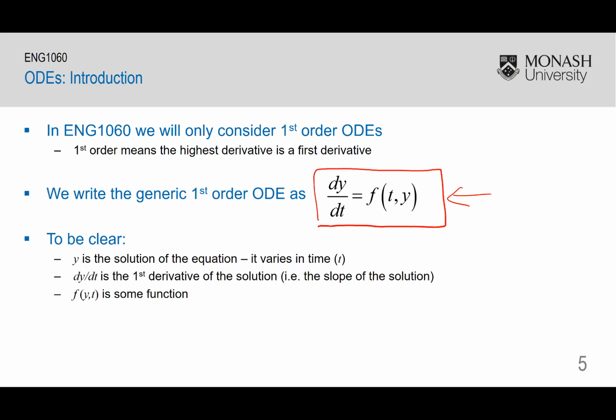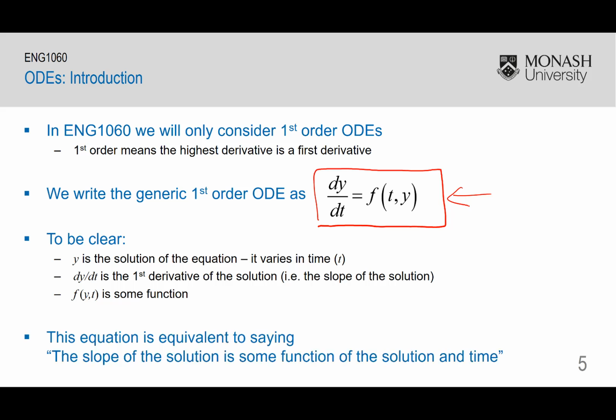And f of y and t is just some function. We saw previously it was equal to g minus cd/m times v squared for our bungee jumper equation. And it will be different, of course, for different equations. This equation is equivalent to saying the slope of the solution is some function of the solution and time. So you can see that the solution appears on both sides of this equation. On the left-hand side, it occurs in a derivative, and on the right-hand side, it occurs in some function. So it's not necessarily a straightforward problem to solve.